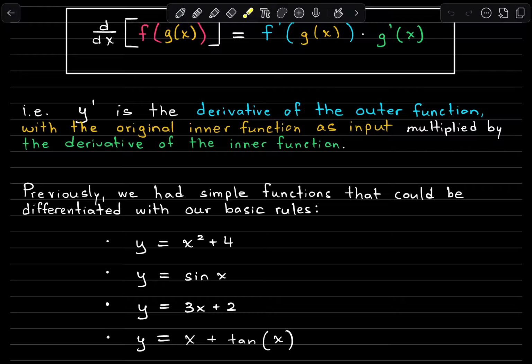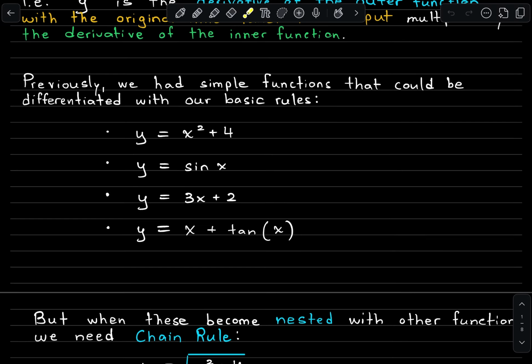And then y is equal to x plus tangent x. You could represent tangent x as sine of x over cosine x, and you can go ahead and use your quotient rule on that. Okay, so these are all things that were simple. We didn't need chain rule. There were no composite functions or anything like that going on here.